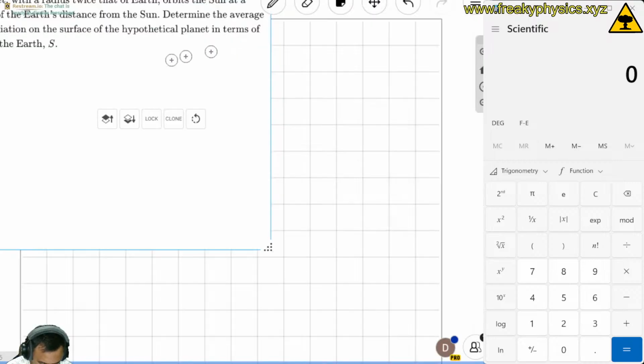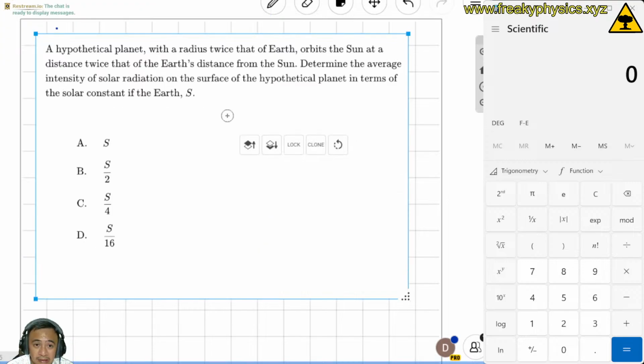Okay, so here's the first problem here. We have a hypothetical planet with a radius twice that of Earth, orbiting the Sun at a distance twice that of Earth from the Sun. Okay, so determine the average intensity of solar radiation on this hypothetical planet in terms of the solar constant on Earth, S. Okay, so this one's actually pretty easy.